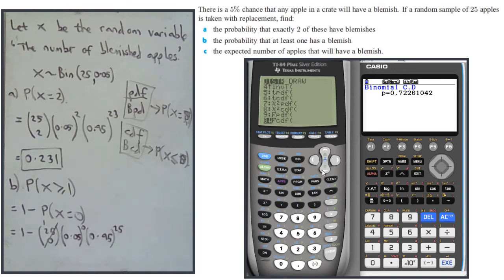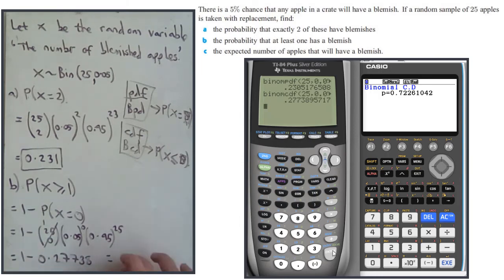So if we go back into the BPD, or PDF on the TI, we have 25 trials, probability of success 0.05. The x value we're interested in is 0, and then let's have a look at that. So that comes out as 0.27738, which gives us an answer. If we just do 1 minus ANS, and it gives us exactly the same answer as we had from the other one, which is reassuring. Remember, 3 significant figures, 0.723 is the answer to 3 significant figures.